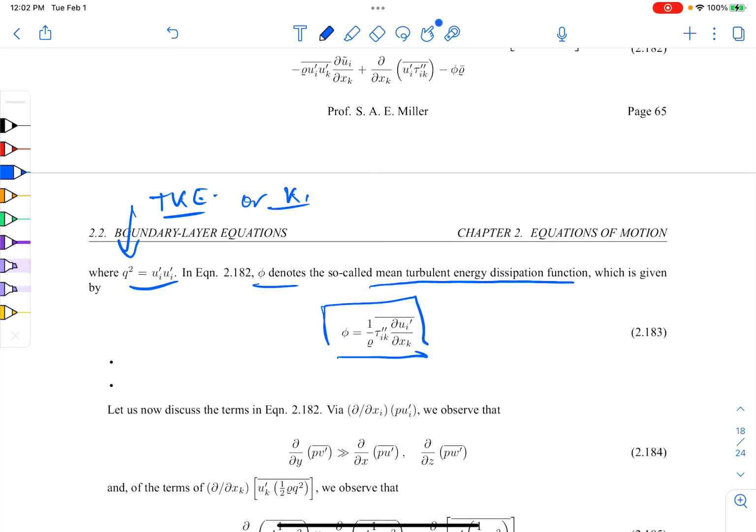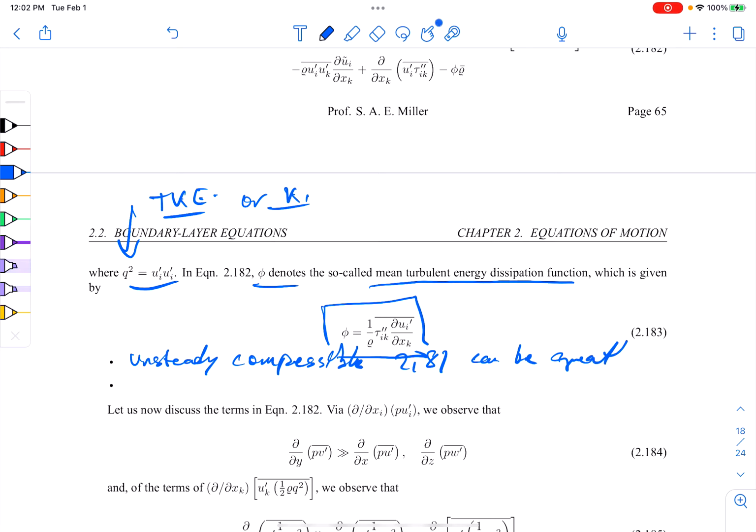So for unsteady, compressible flows, which are the best flows, equation 2.81 can be greatly simplified even more.